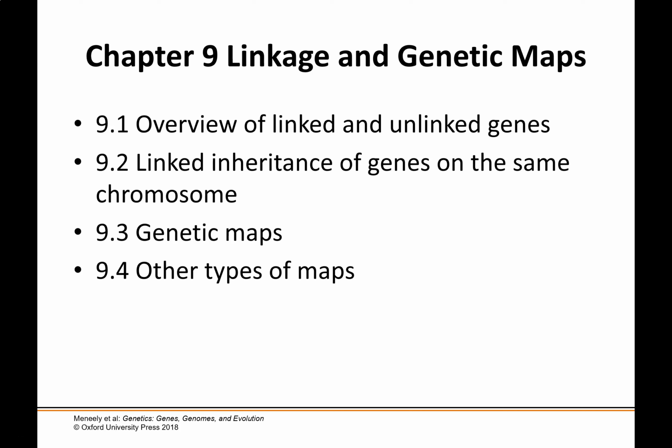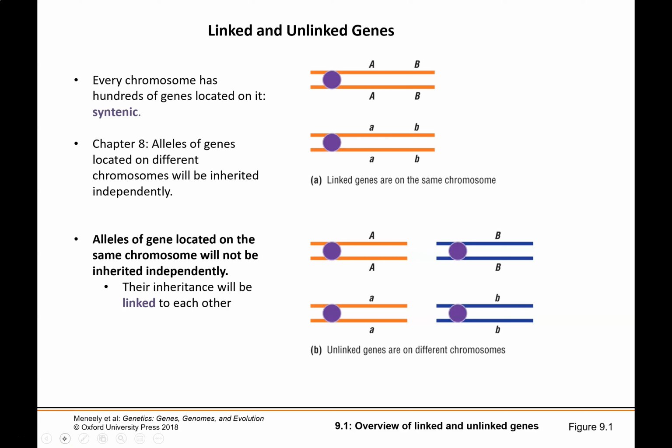In Chapter 9, we are going to talk about linked genes, or genes that are co-located on a single chromosome, and how we can use those linked genes to make genetic maps, or maps of the physical location of genes on a specific chromosome. So let's start by looking at the difference between linked and unlinked genes.